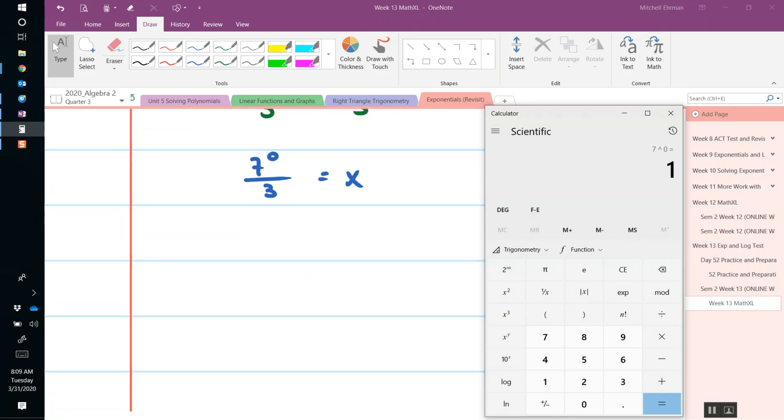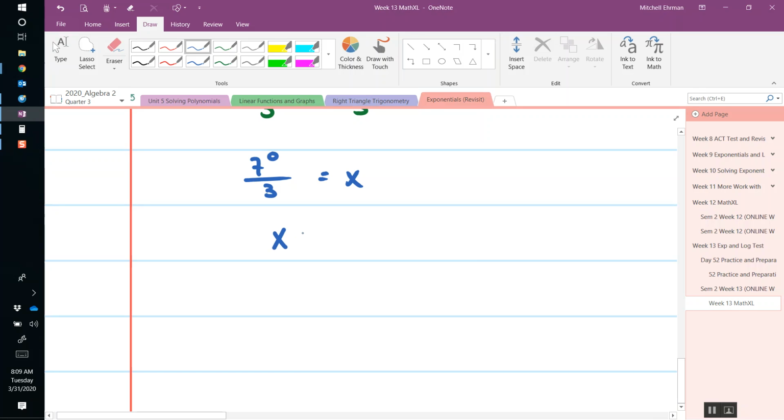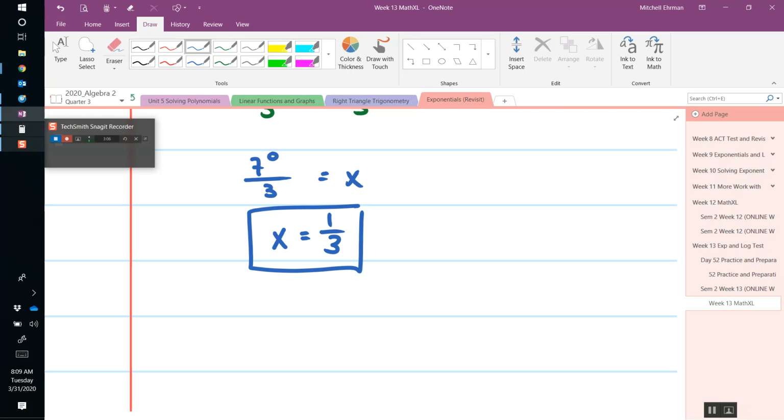And if we take that 1 and divide by 3, well, we get a decimal. And that's a problem because MathXL does not want a decimal solution. So instead, I'm going to take that 7 to the power of 0 and divide it by 3, but leave my result in the form of a fraction.